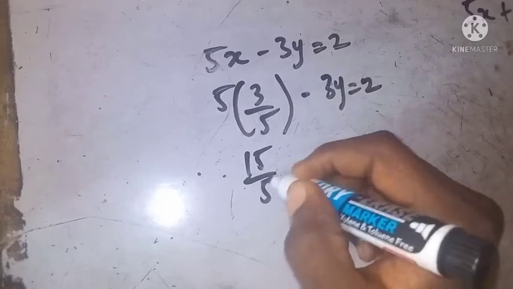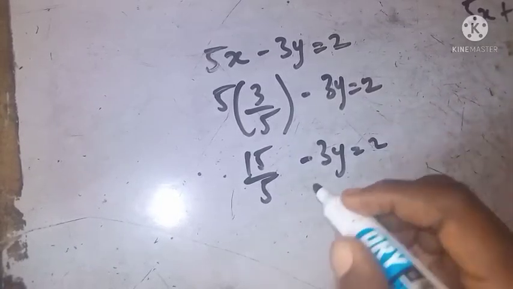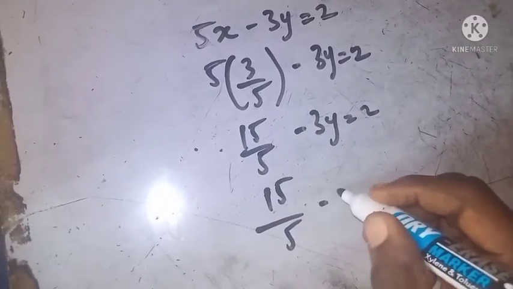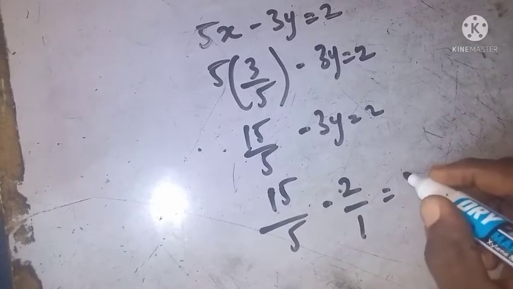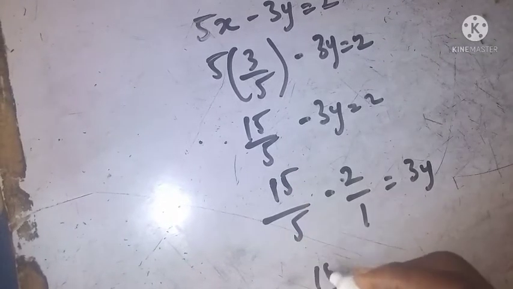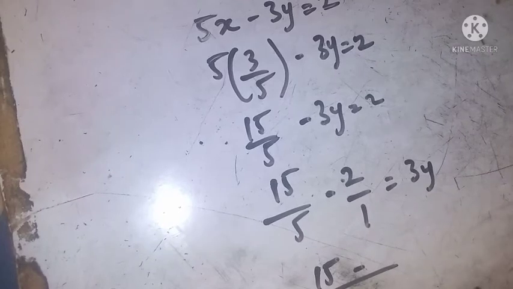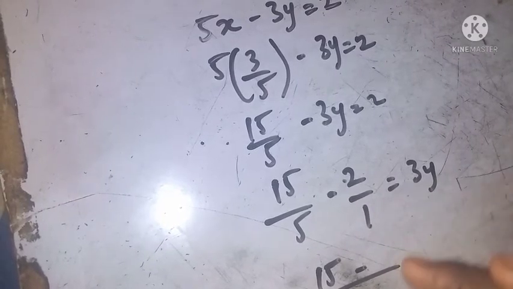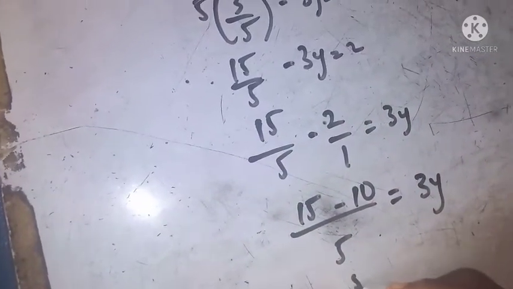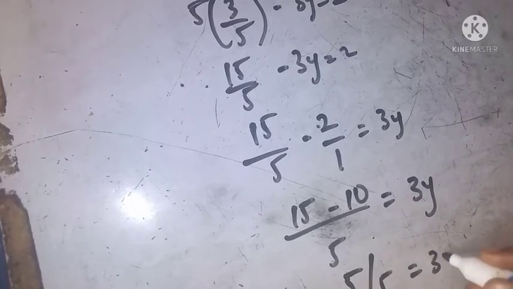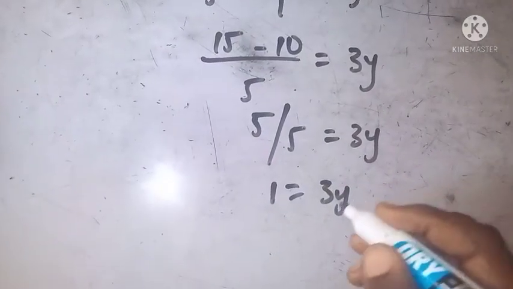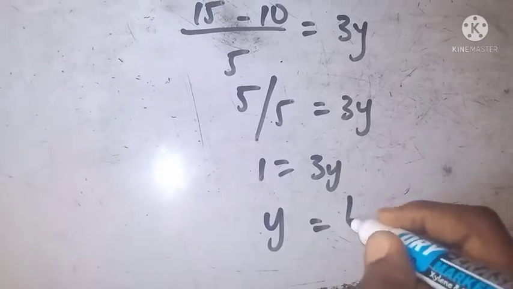So 15/5 - 3y = 2. Now, this one can cross to the other side. 15/5 - 2/1 = 3y. So you find the LCM, 5. 5 in 5, 1. 1 times 15, 15. Minus 1, 5. How many? 5 divided by 1, 5. 5 times 2, 10. Equals to 3y. So from here now, you can say 5/5 = 3y. 1 = 3y. Then y automatically will be equals to 1/3.